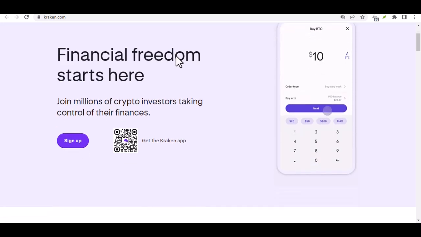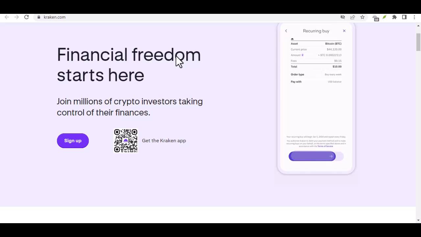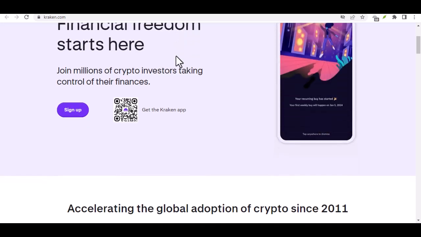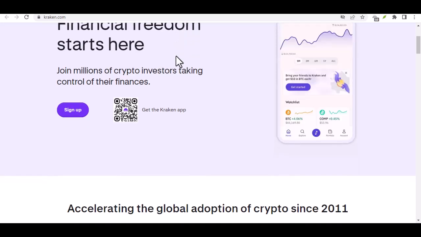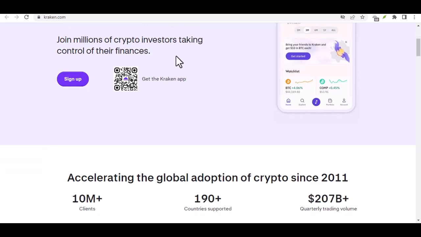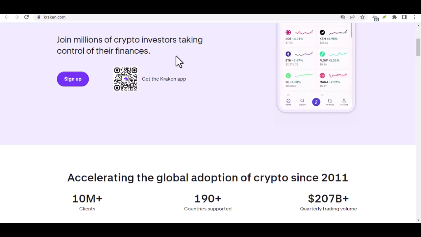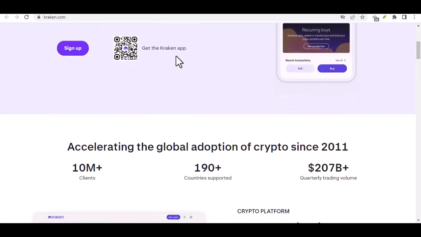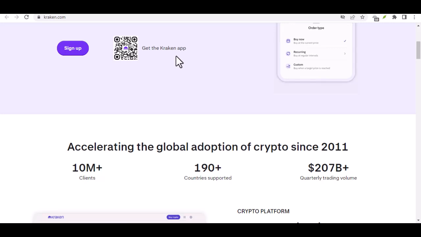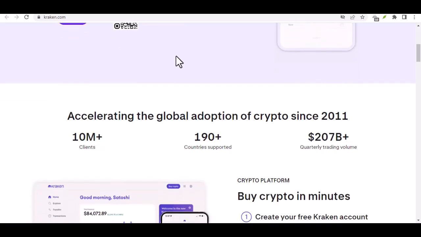So, why USDT? Well, Tether, USDT, is a stablecoin, meaning its value is pegged to the US dollar. This stability makes it a popular choice for many traders and investors who want to avoid the volatility of other cryptocurrencies.